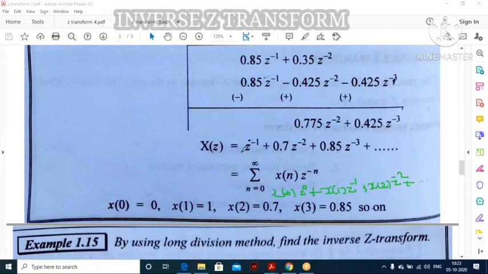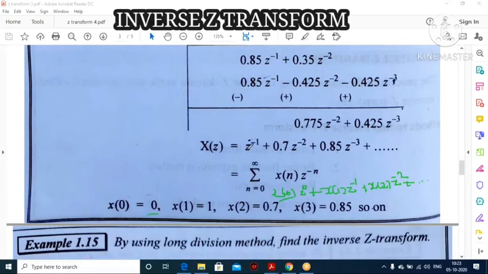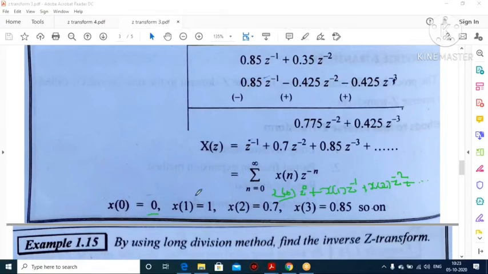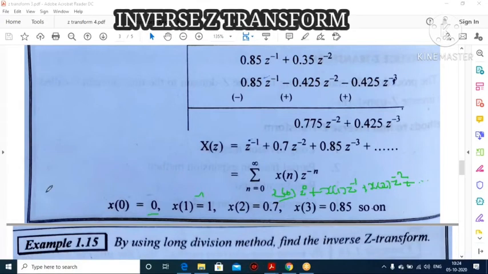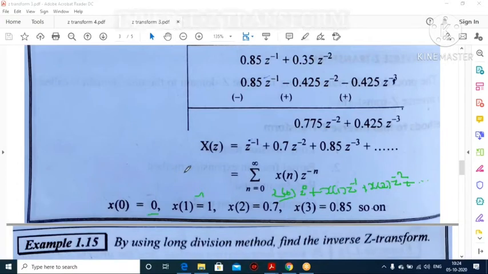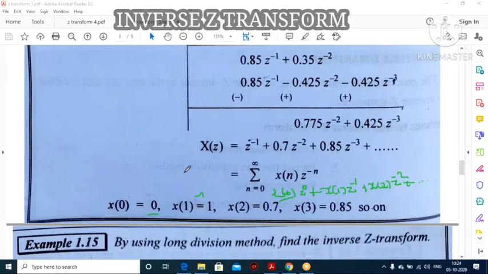So here x of 0 value, when compared with this one, there is no z0 here, so 0. Next, x of 1 is the coefficient of z power minus 1, which is 1, so I take this 1. Next, x of 2 is 0.7, x of 3 is 0.85, plus x of 4, etc. goes on. So we find the inverse Z transform, that is the x of n value, from the given X of z. This is the procedure to find the inverse Z transform using the long division method.